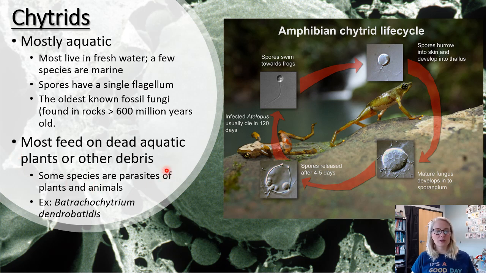Their major focus is to feed on dead aquatic plants or other debris, dead animals, organic material. They are decomposers, right? Sometimes they can be parasites of plants and animals. But what your book talks about is they're actually part of a major decline in amphibians in our tropical environments. So amphibian populations are getting more susceptible to chytrid infection.